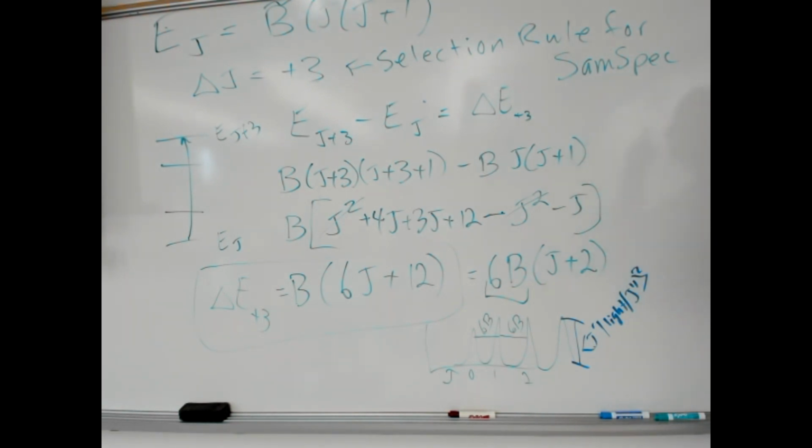So, yes. I have a question about that. Isn't the spacing between them 2B each? So like 0 to 3 would add up to 6B, but the individual spacing is 2B?